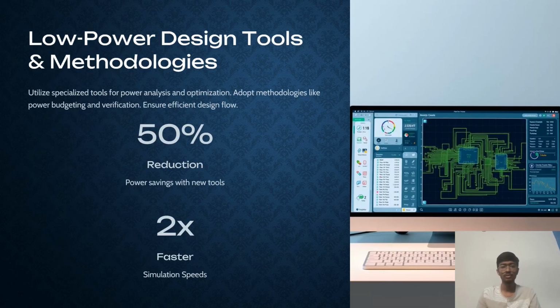Low power design tools and methodologies. Utilize specialized tools for power analysis and optimization. Adopt methodologies like power budgeting and verification to ensure an efficient design flow, with results like 50% power saving with new tools and 2x faster simulation speeds.